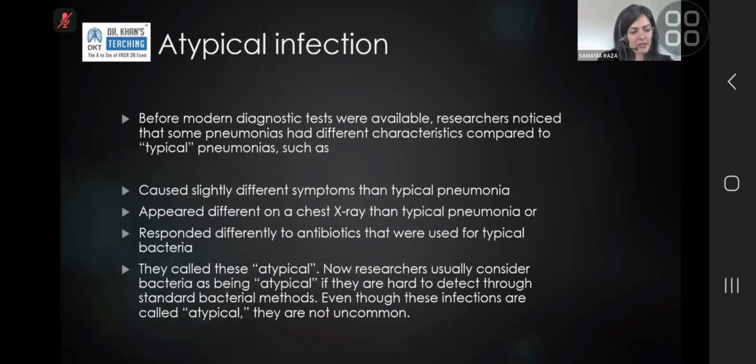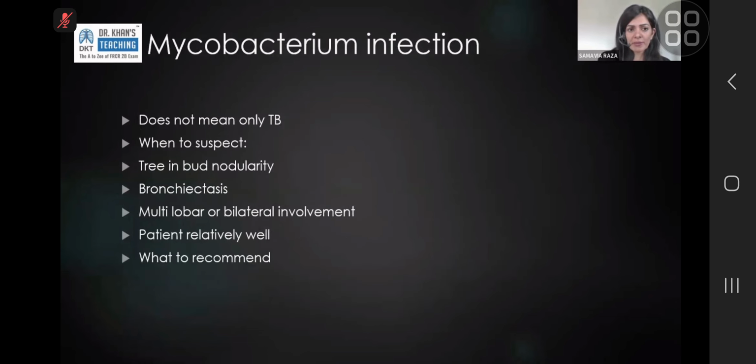Coming to atypical infection, what does atypical infection mean? So atypical infection is a term that was developed quite casually, and this was described to denote infection that behave differently to typical pneumonia. They either appear different on a chest X-ray, or they responded differently to antibiotics, or they were caused by rarer organisms. And these days, researchers usually consider bacteria as being atypical if they are either hard to detect or they don't respond to normal treatment.